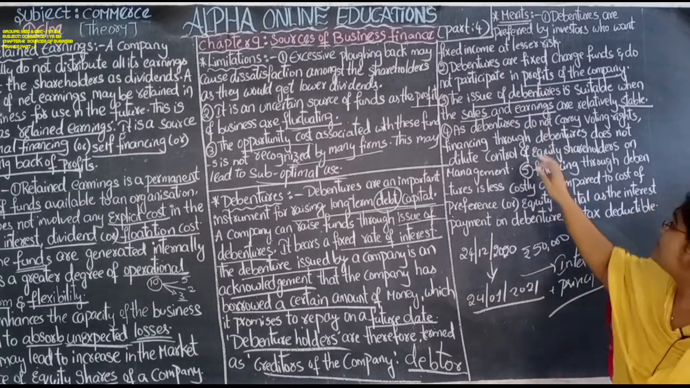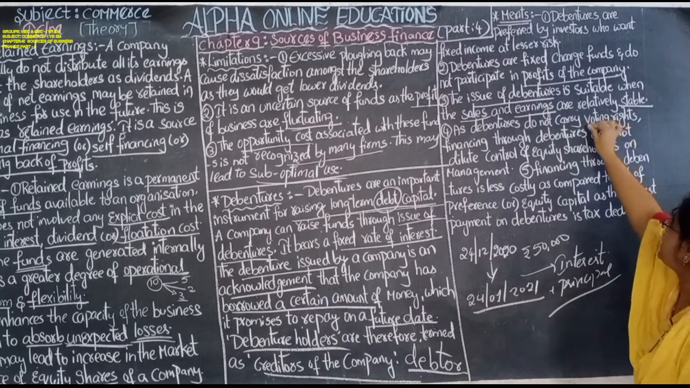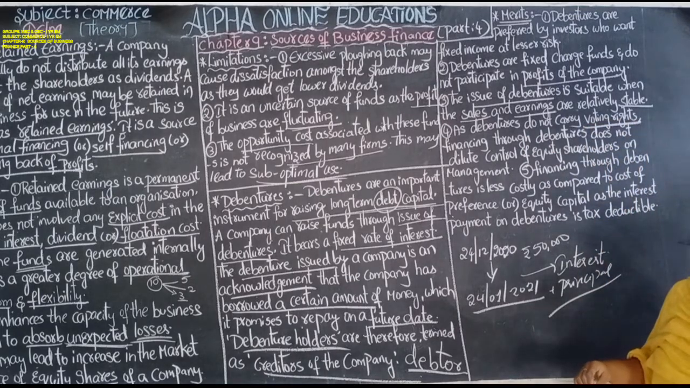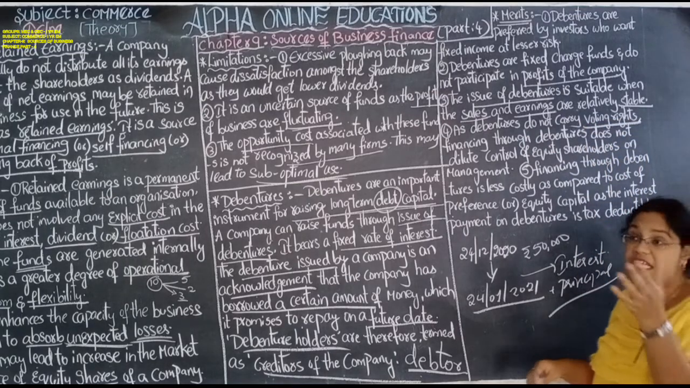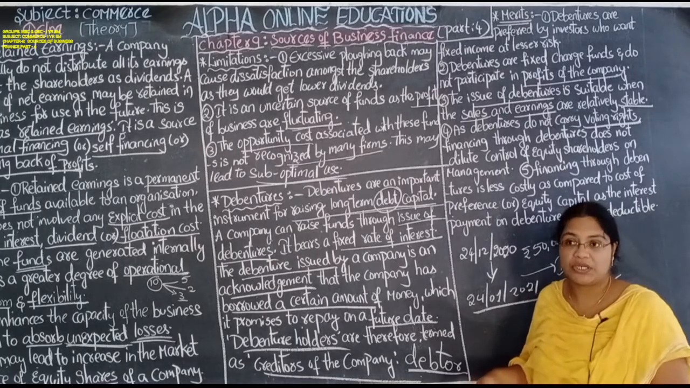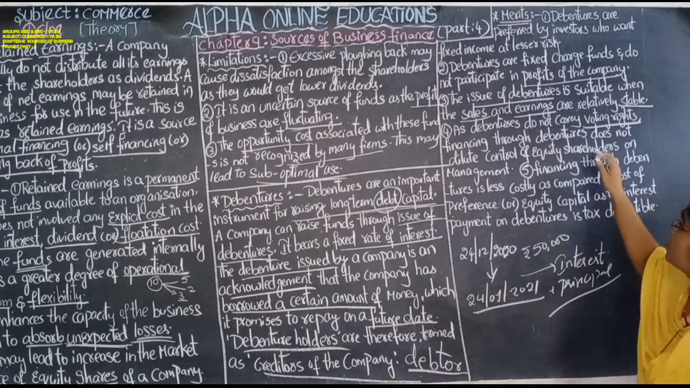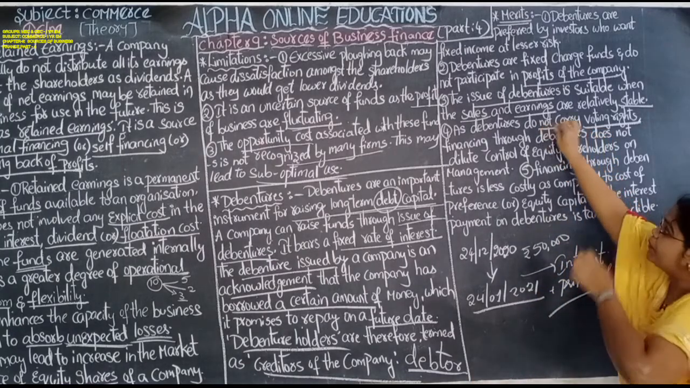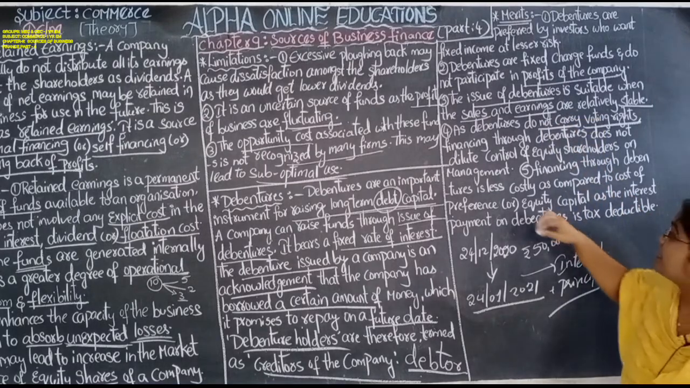The debentures do not carry voting right. How did the equity shareholders get the voting right? The debenture holders do not carry any voting right.